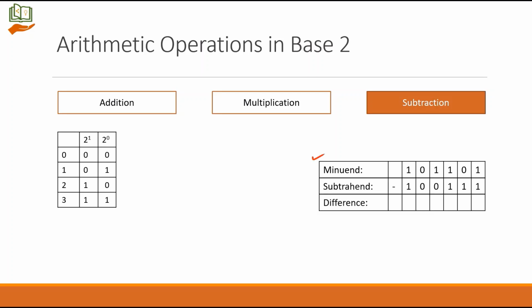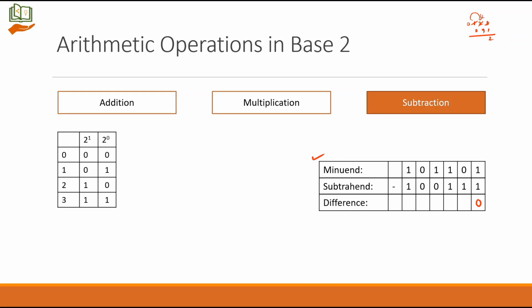1 minus 1 is 0. What is 0 minus 1? How should I proceed with it? When we have a number like 123 and 091, 3 minus 1 we have 2. We will borrow something from the previous number. We will make this as 0 and we will make this as 12. Now we will do the same thing here.